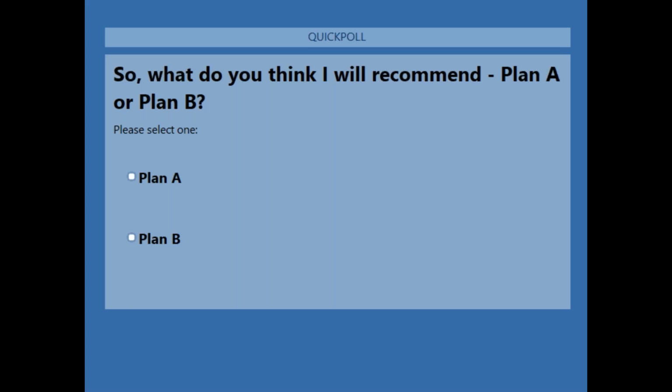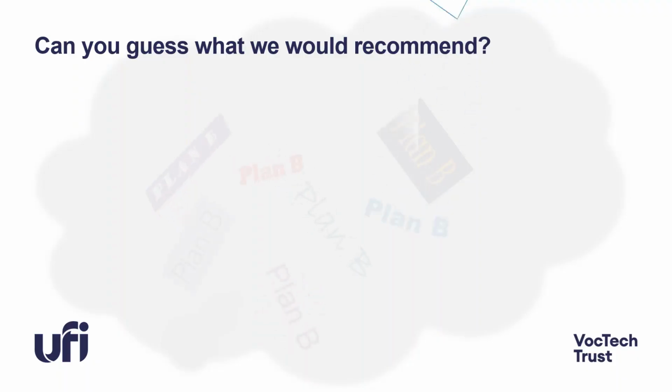Well, let's see what the consensus is, Manjinder, at this point. Right, excellent. So we've got 20% on plan A and 80% on plan B. If anybody's familiar with the Pareto principle, the 20-80 rule, that's interesting, but not relevant. What is relevant is that 80% of you have correctly guessed what I would recommend, which is plan B.